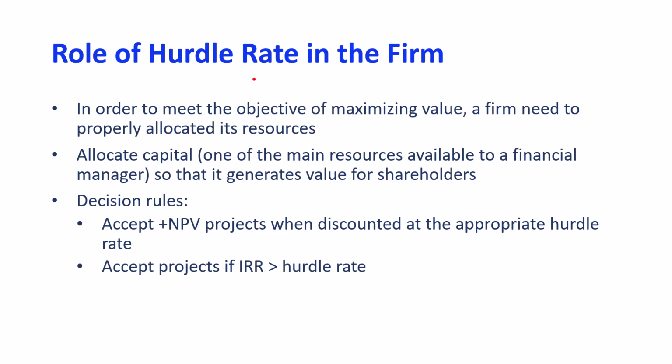So in order to meet the objective of maximizing value, a firm needs to properly allocate its resources. And one of the most important resources of all for all firms is capital. Capital is a limited resource that's available to managers, and you can maximize value for your shareholders if you accept projects with NPV that is positive, or if you accept projects with the IRR that is greater than your hurdle rate.